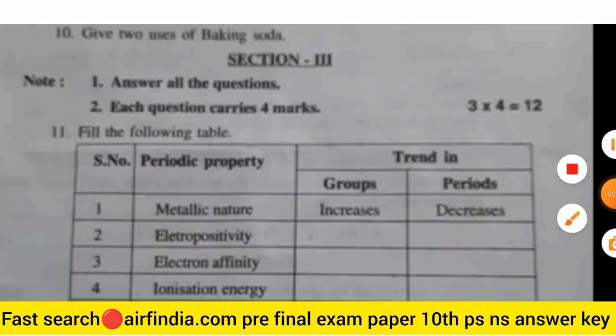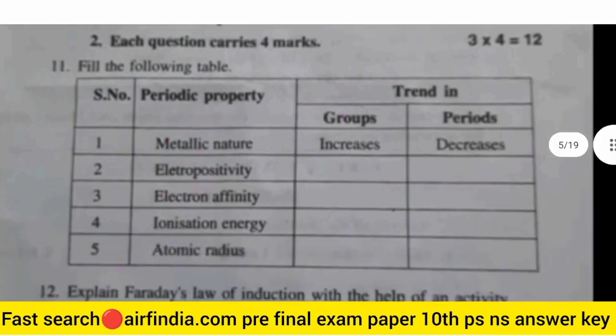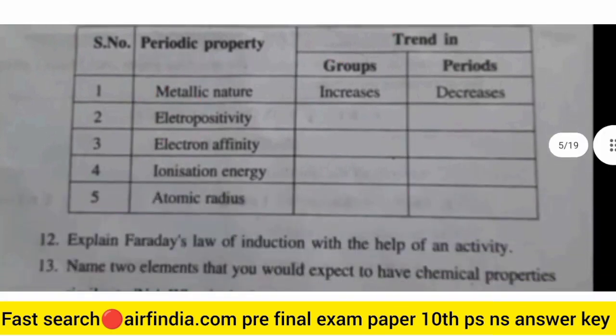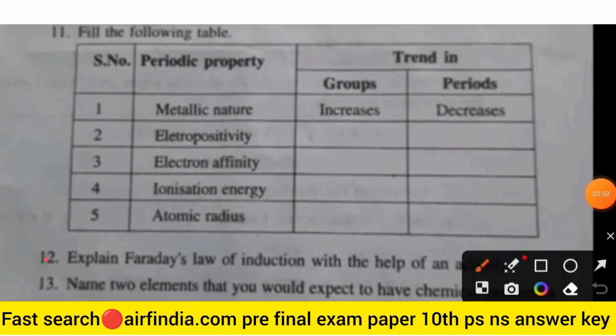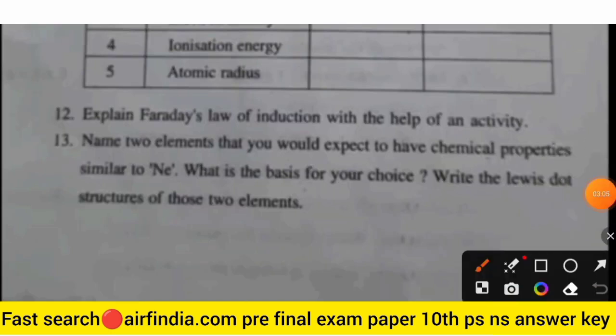So here first there is periodic properties: group trends and period trends, increase and decrease in metallic nature, electropositivity, electron affinity, ionization energy, and atomic radius. Okay, so the 12th question is, explain Faraday's law of induction with the help of an activity. And the 13th question is, name 2 elements that you would expect to have chemical properties similar to neon. What is the basis for your choice? Write the Lewis dot structures of those 2 elements.